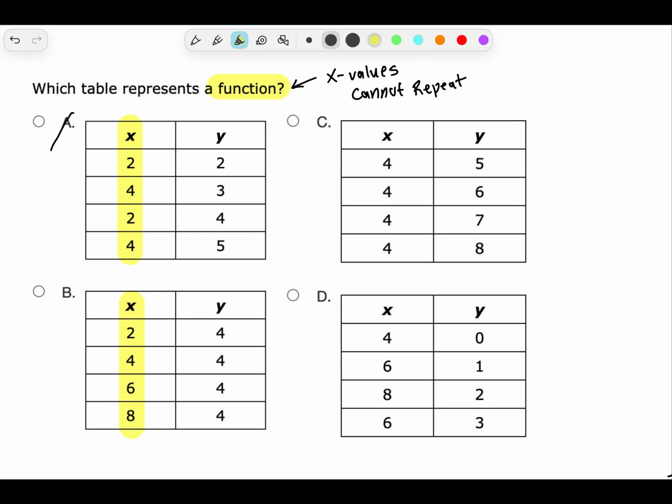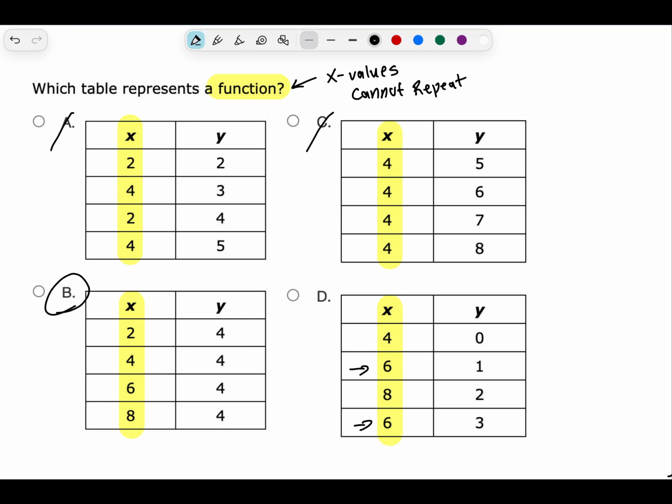Now if we look at answer choice C, it has nothing but 4s in the x column. That means there are 4s being repeated. So answer choice C definitely cannot be it because it has repeating numbers. And then in our last one, answer choice D, if you look at that, we have 4, 6, 8, and 6. The 6 is being repeated. Because the 6 is being repeated, that means it's not a function. So the only one that would be a function in this one will be answer choice B.